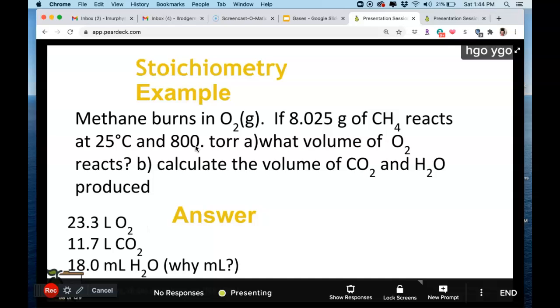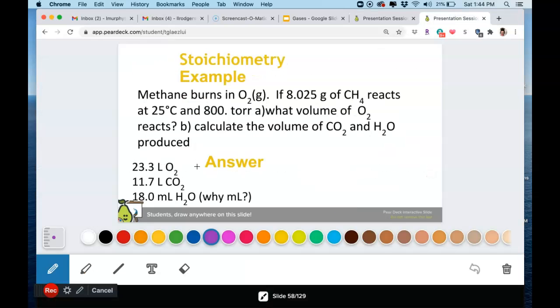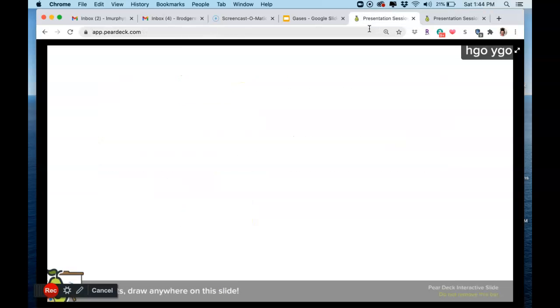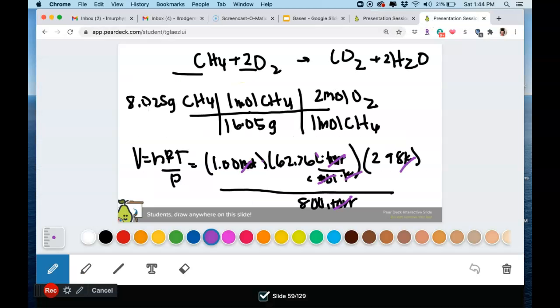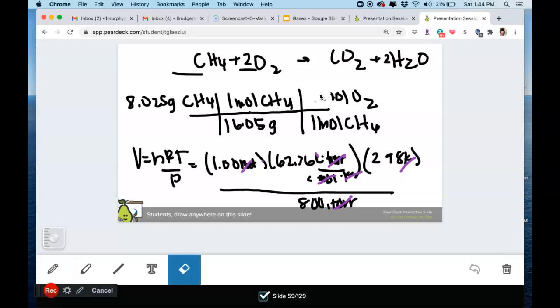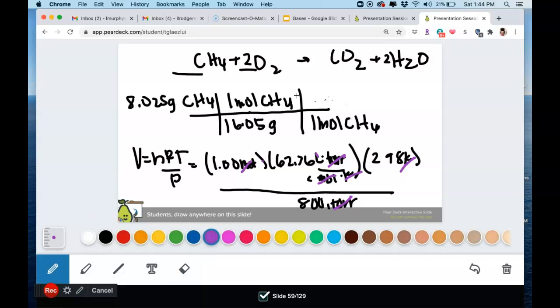Okay, and then it asks you what volume of carbon dioxide and water are produced. So we'll talk about water last, but let's do carbon dioxide. Well, you have 2 options. The first option is you would start off exactly the same. So grams of methane to moles of methane. 1 mole of methane, and now instead of oxygen, we're going to carbon dioxide, and it's a 1-to-1 ratio. So now we have half of a mole.